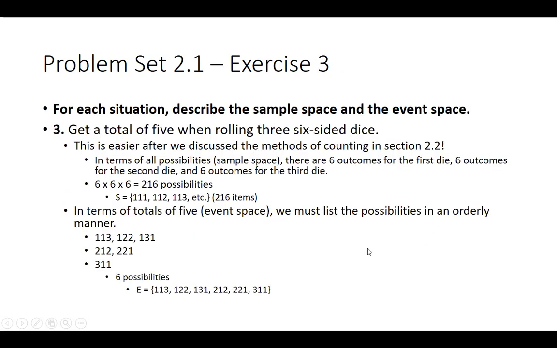Number 3. So I mentioned before in the directions for the homework that this is easier after we discussed the methods of counting in section 2.2. So this was a lot easier after section 2.2. But we're interested in getting a total of 5 when rolling 3 6-sided dice.